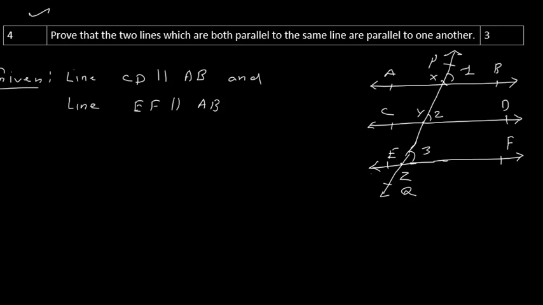So two lines, CD is parallel to AB and EF parallel to AB, is given. What we have to prove? So we have to prove that CD is parallel to EF. This we have to prove.